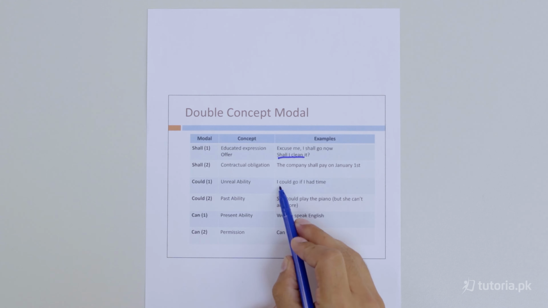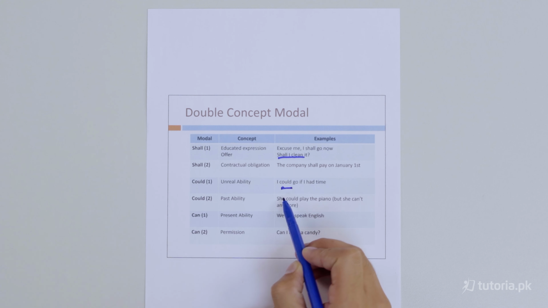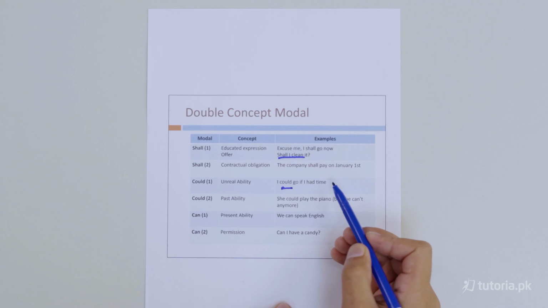Could can also be used in two different ways. The first concept of using could is unreal ability. For example, I could go if I had time. Now, this could shows that if he had time, he could go.